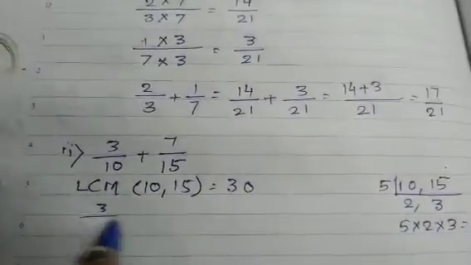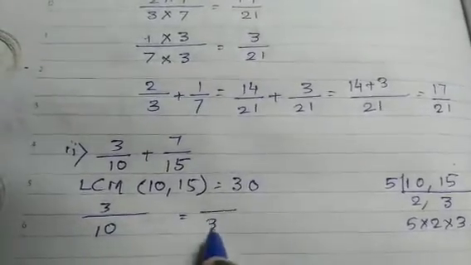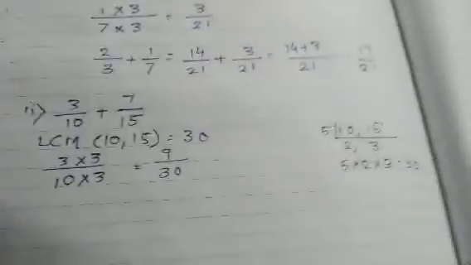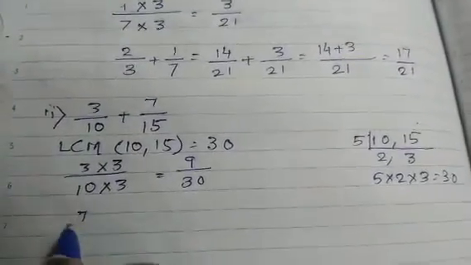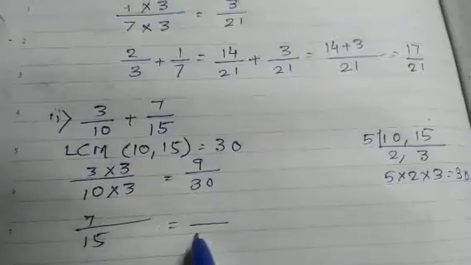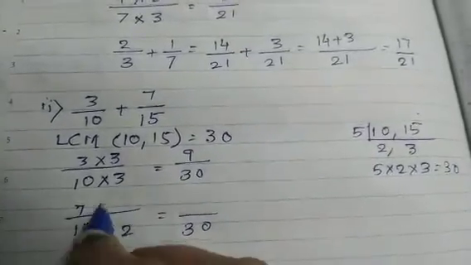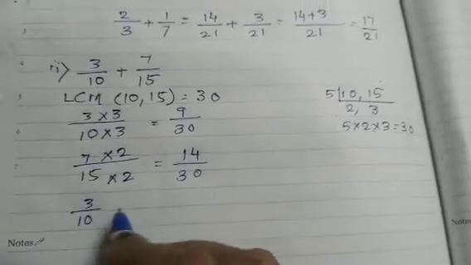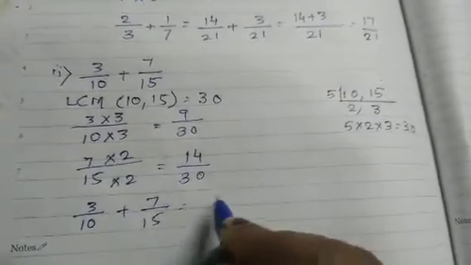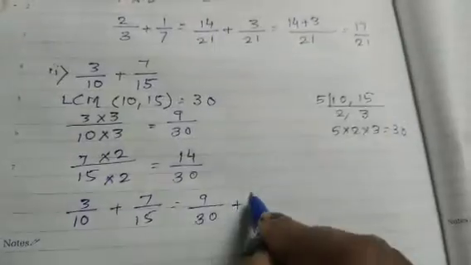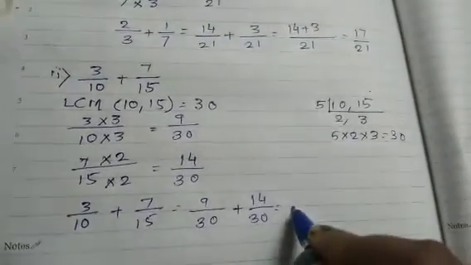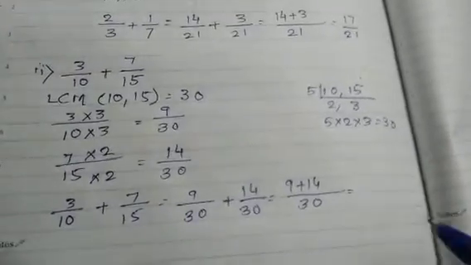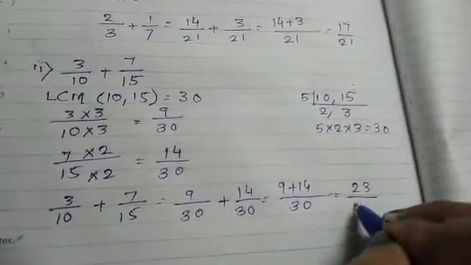Now 3 by 10, if I want to make the denominator as 30, 10 into 3 is 30. Up also I multiply with 3, makes it 9. Then 7 by 15, if I have to make the denominator as 30, 15 2s are 30, 7 2s are 14. So 3 by 10 plus 7 by 15 is nothing but 9 by 30 plus 14 by 30. If I take the LCM as 30, 9 plus 14 on the top. So 9 plus 14 makes it 23 by 30.